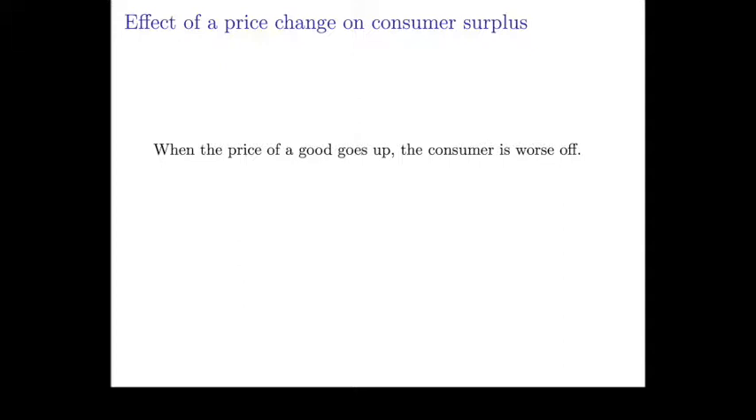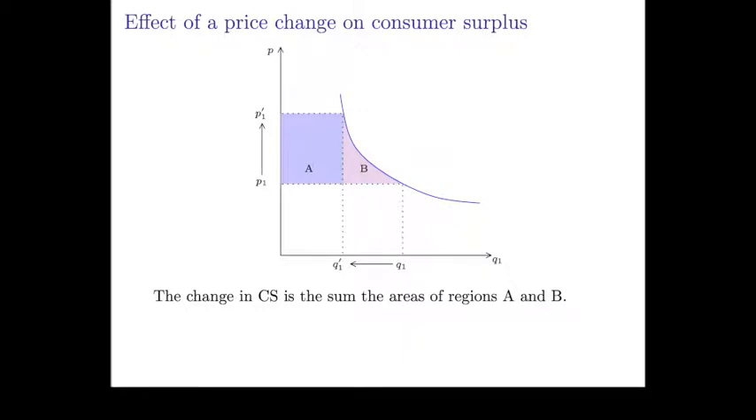How does a change in the price of a good affect the consumer? Well, we know that when the price of a good goes up, the consumer is going to be worse off. Consumer surplus can help us quantify by how much the consumer is worse off. So let's suppose the price increases from P1 to P1 prime.